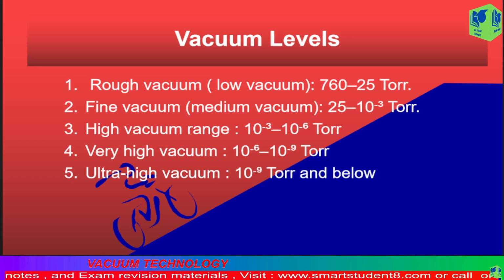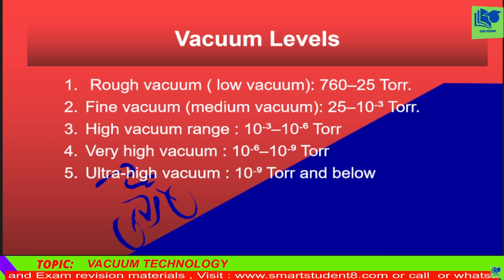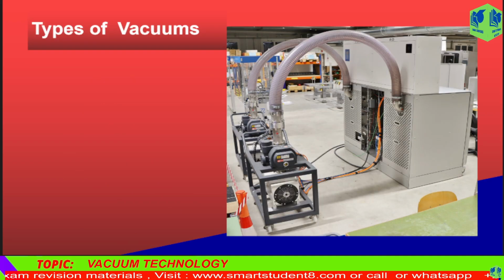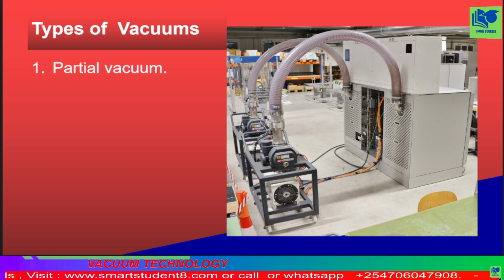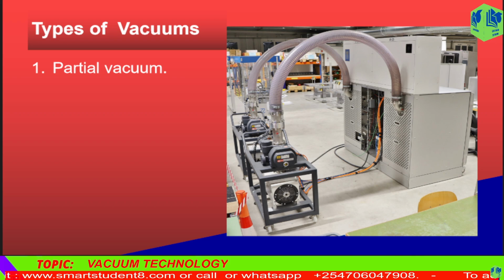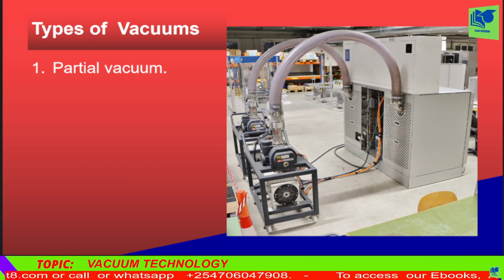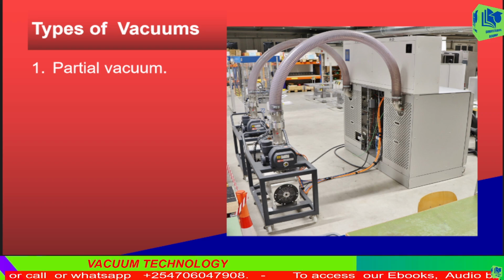Types of vacuum. Now that we've talked about levels, let's look at the different types of vacuum. First, there's the partial vacuum. This is what happens when some air or gas is removed, but not all of it. A great example of this is your regular household vacuum cleaner. It doesn't remove all the air, it just reduces the pressure enough to suck up dust and dirt.